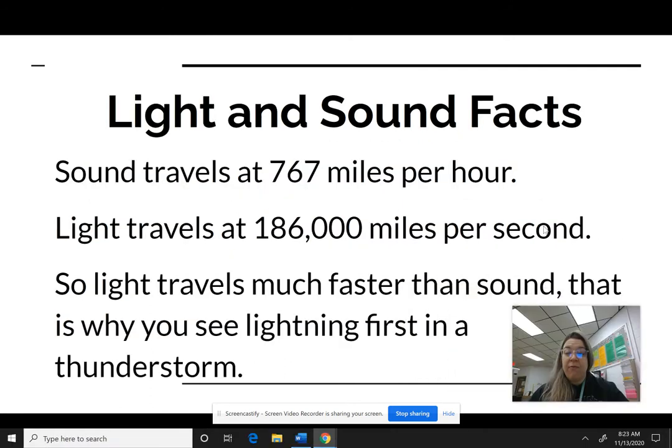And here are some facts about light and sound. Sound actually travels at 767 miles per hour. Whew! That is fast. That's why when I say something, you can hear it right away, essentially. Light travels even faster, 186,000 miles per second. That's bananas fast. So basically, light travels a lot quicker than sound does. So that's why you always see the lightning before you hear the thunder.